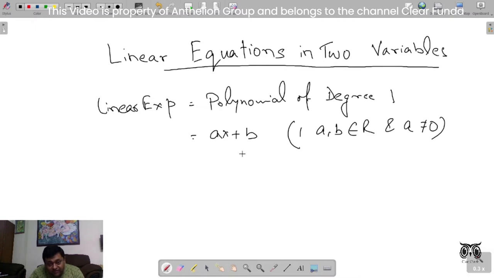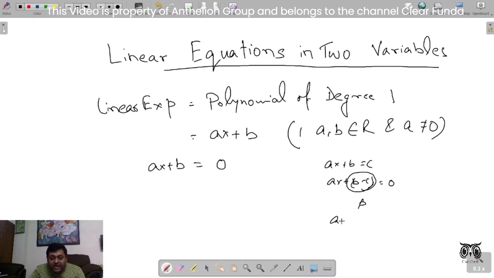Now if this is a linear expression, how does it become an equation? When we give a value to this particular thing, it becomes an equation. So ax plus b equals something. Normally we make it 0. If ax plus b equals c, then ax plus b minus c equals 0. This can always be represented by something, say p, so again it becomes ax plus p equals 0. The simplest way of expressing it is ax plus b equals 0.